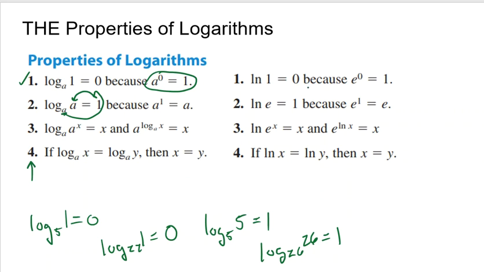So that's why if the base and the value that you're taking the log of match up, the answer is always 1. And look, if we come over here, these same rules are true even with the natural log. Remember, natural log is a base e. So we just don't write the base there because it's implied. But when the base matches up, e and e, you always get 1.